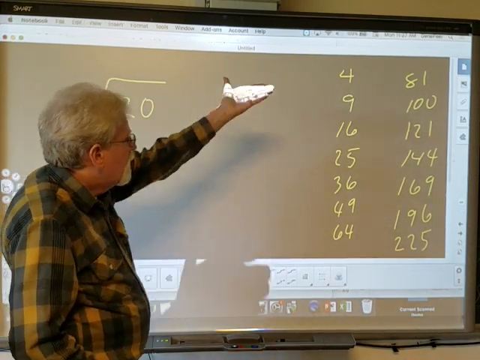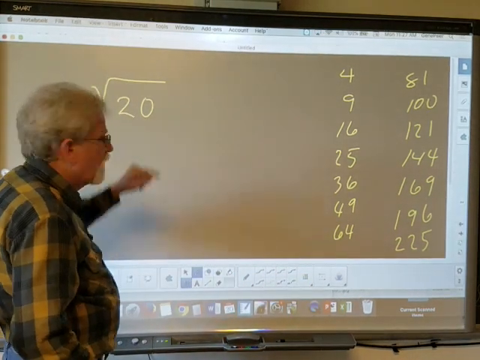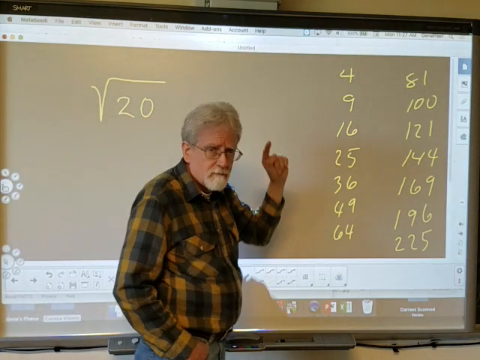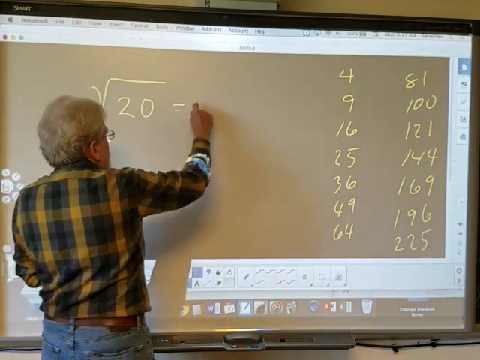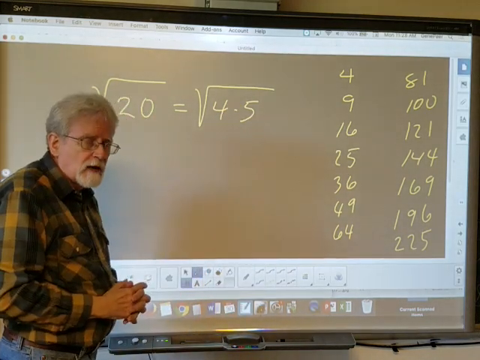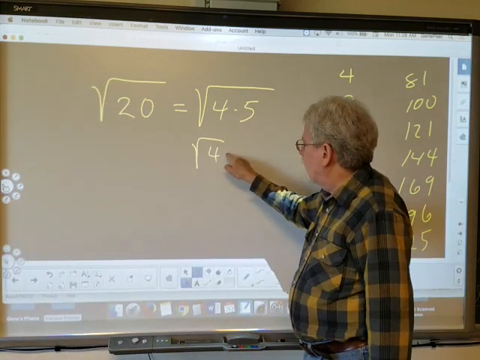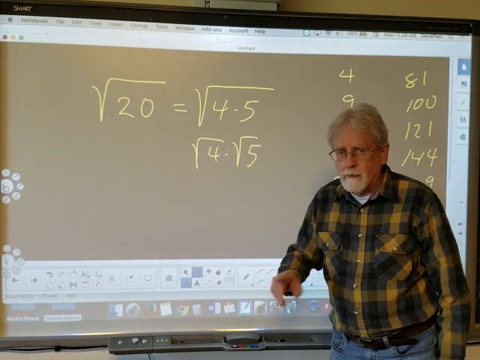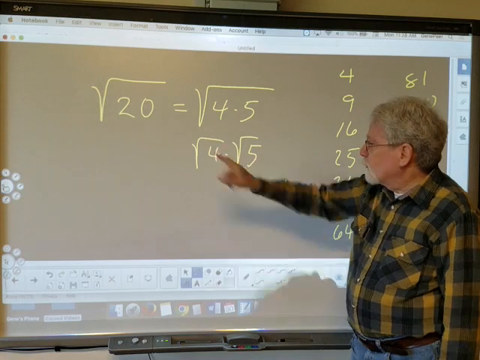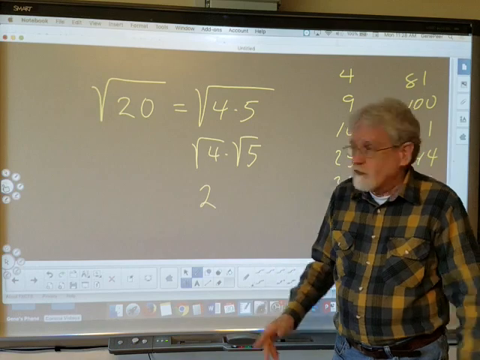You ask yourself, which of these numbers divides evenly into 20? Well, pretty clearly it's going to be 4. 20 can become square root of 4 times 5. Why do we care? Well, because I can split this into square root of 4 times square root of 5, right? That's the reverse of the rule that we just looked at a couple minutes ago. But I know the square root of 4.